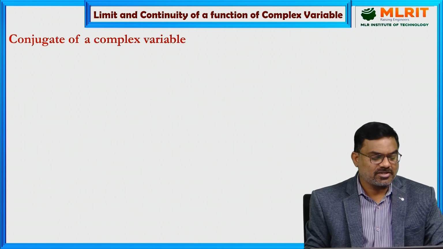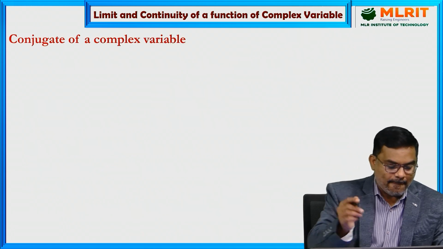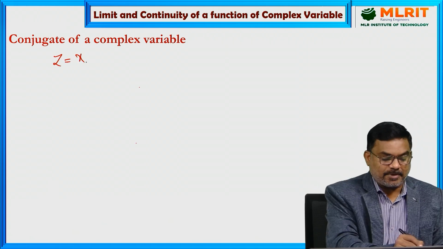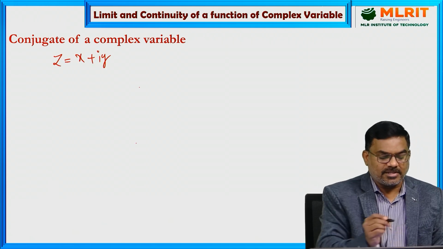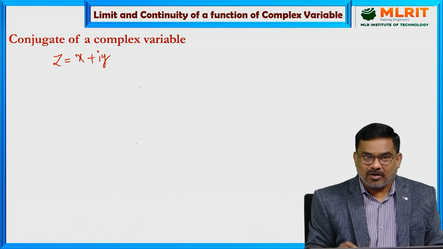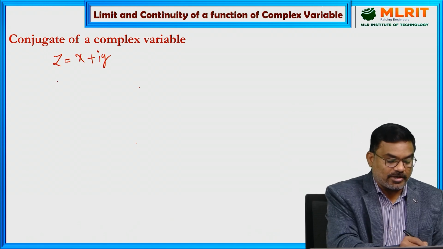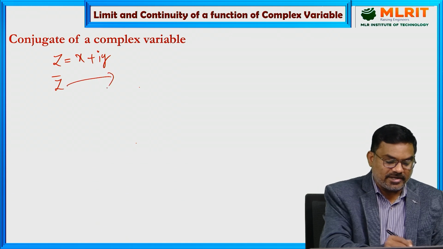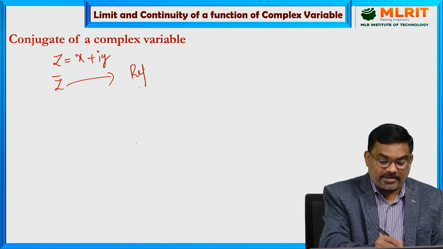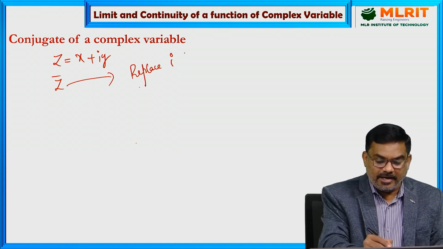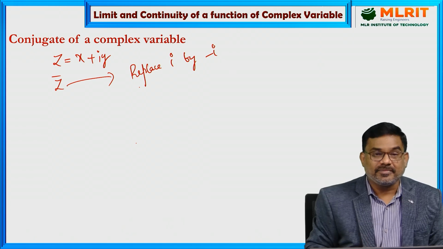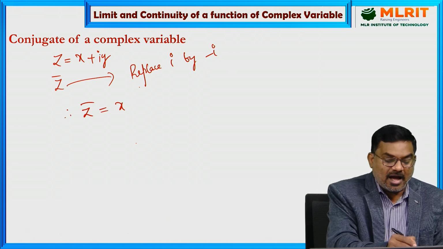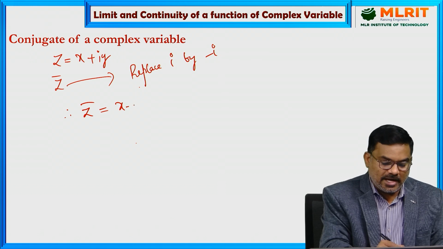Now, the next one is conjugate of a complex variable. So, let us consider a complex variable z equal to x plus iy. This is a complex variable. Now, the conjugate of this z is denoted by z bar. And how do we get the conjugate? Simply replace i by minus i. So, therefore, z bar will be, here i is replaced by minus i, so x minus iy.